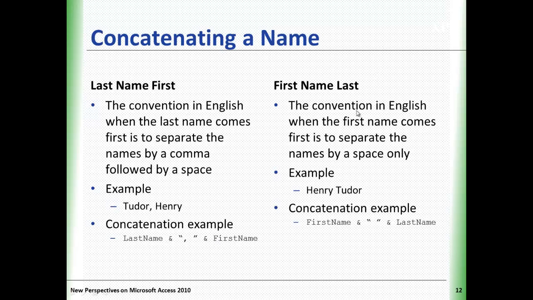However, when we write in standard English the first name first, there is no comma between the two names. Henry Tudor. It's first name and, quotation mark, space, quotation mark, and last name. So there is only a comma in between the two names when the last name comes first. So you need to think about how you're doing this and just don't arbitrarily throw in a comma.